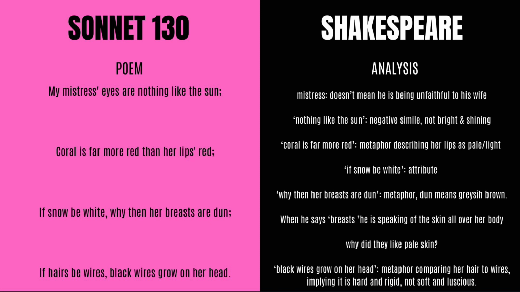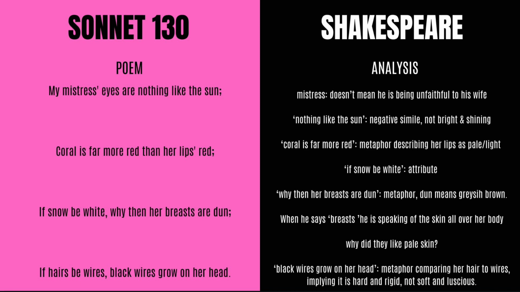The speaker says, "My mistress's eyes are nothing like the sun." First, we need to pay attention to the word mistress, as this doesn't mean he is being unfaithful to his wife. It just refers to his lover. Remember that this poem was written in a different era, so some words don't have the exact same meaning as they do now. Nothing like the sun is a negative simile.